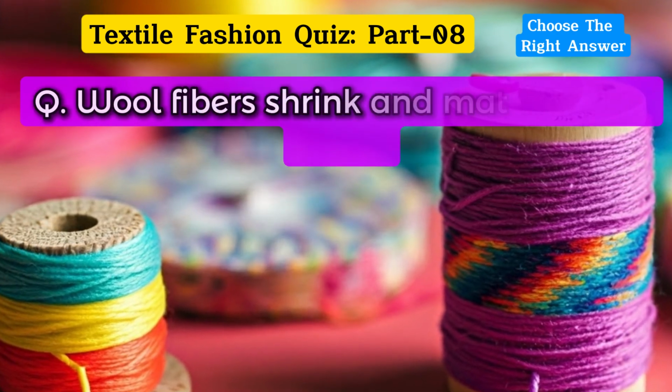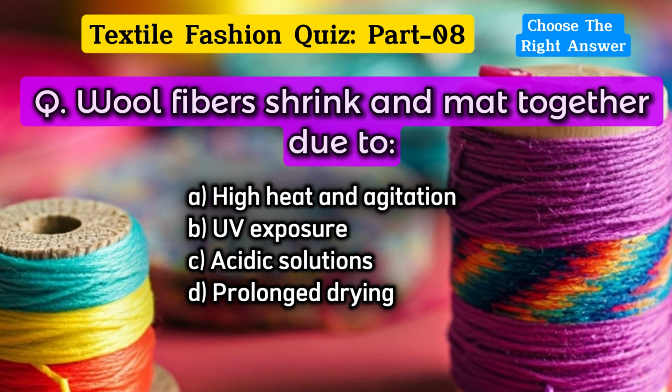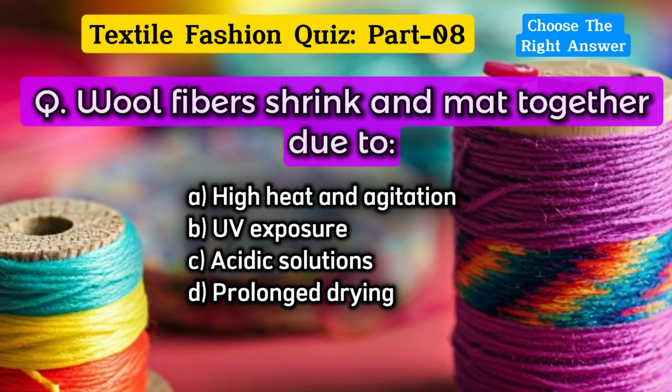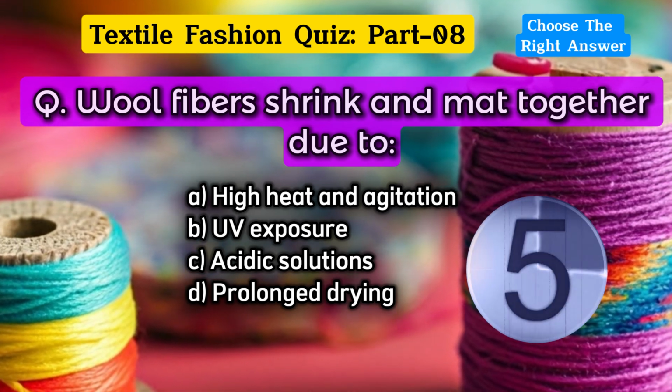Wool fibers shrink and mat together due to A. High heat and agitation. B. UV exposure. C. Acidic solutions. D. Prolonged drying.